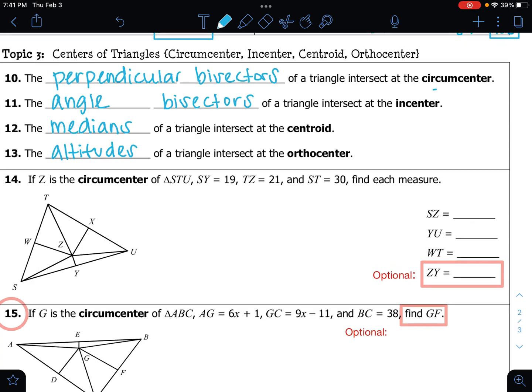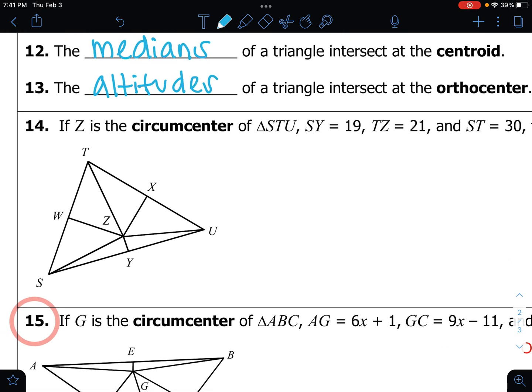Well, let's plug stuff in first before we start doing that. So SY is 19, and since this is a perpendicular bisector, that means it's cutting that line segment in half. So if that's 19, that means that's 19 over here as well. TZ is 21. So if that's 21, let me use a different color because it's going to get confusing. So this one is 21, this one is 21, this one is 21. So they're all 21. That's how circumcenters work. They're the same distance from all the vertices.